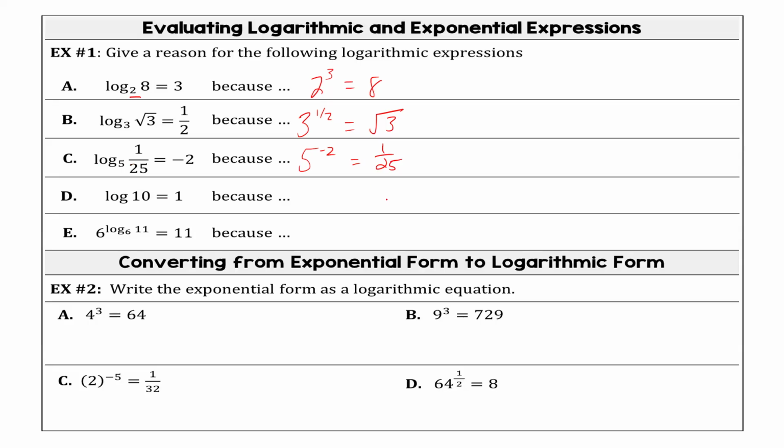Remember, a negative power doesn't mean you have a negative solution. It means that it belongs in the denominator. This is using common log, which means your base is automatically what? 10. Common log means your base is automatically 10. So this is saying 10 to the power of 1 equals 10. And then this is your log rule. We have 6 raised to the log base 6 of 11 equals 11. And this is simply saying log base 6 of 11 equals log base 6 of 11. They're equivalent.